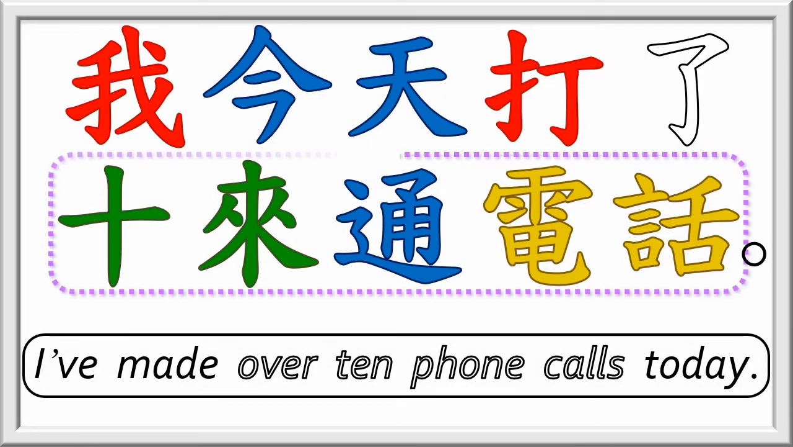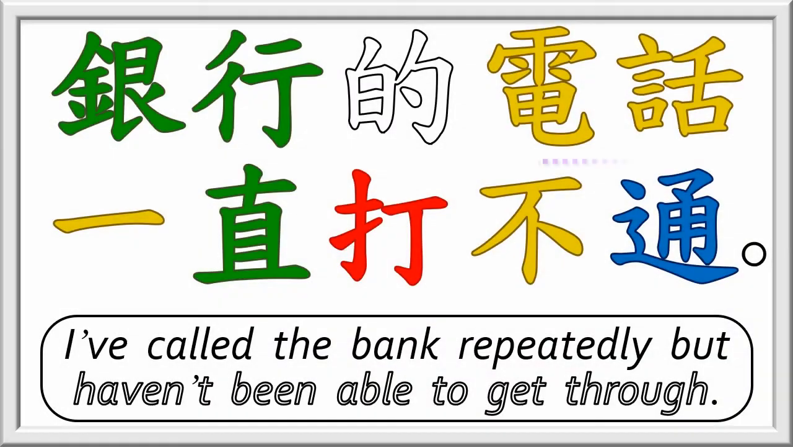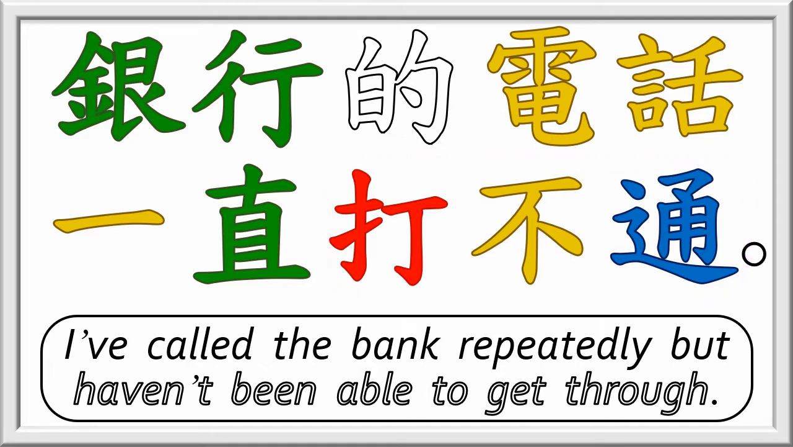我今天打了10来通电话. I've made over 10 phone calls today. Notice that 通 here is the measure word for telephone calls. 银行的电话一直打不通. I've called the bank repeatedly, but haven't been able to get through.